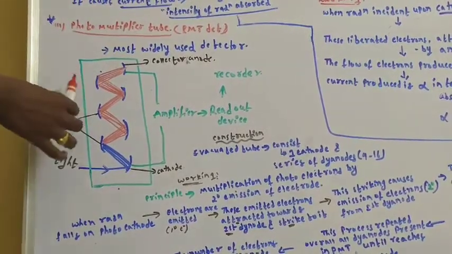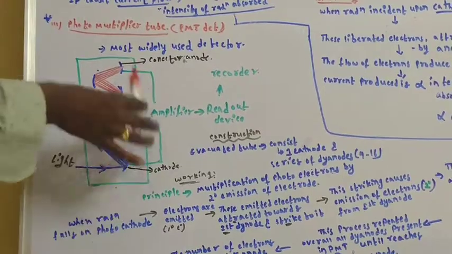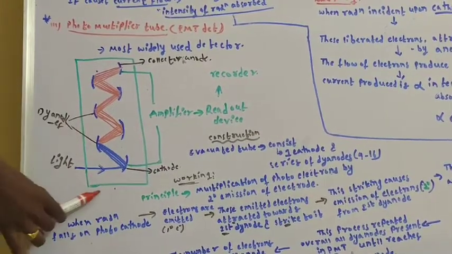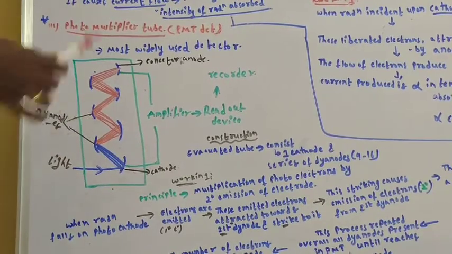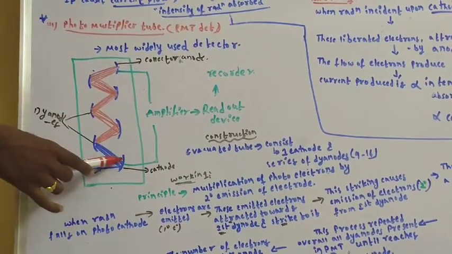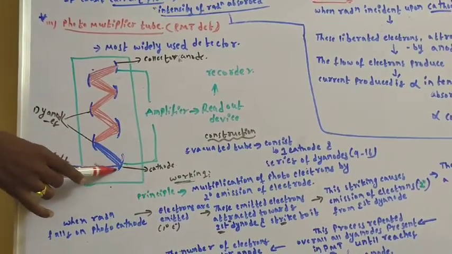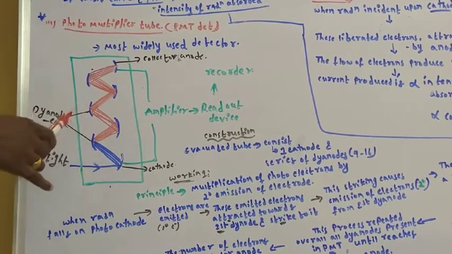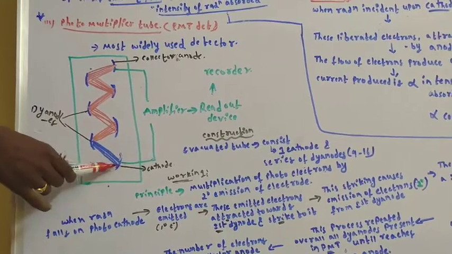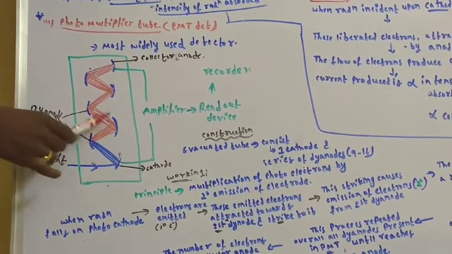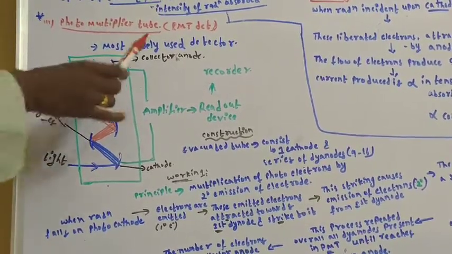Here you can see the photomultiplier tube. First, this is the evacuated tube. Inside the tube, what is there? It consists of one cathode, and a series of dynodes. All these are dynodes. First is the cathode, then a series of dynodes arranged in a series pattern.